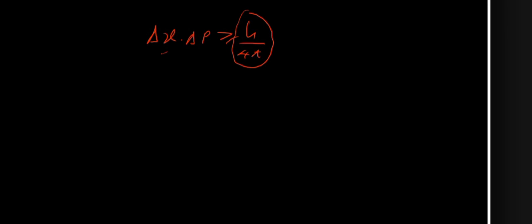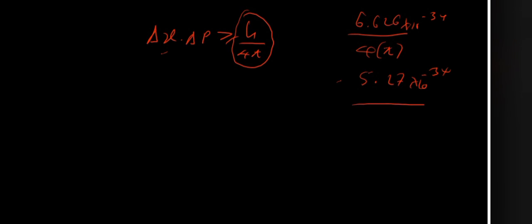Planck's constant is 6.626 times 10 to the power negative 34. We are dividing that by 4 pi. So what we are getting is 5.27 times 10 to the power negative 34. So this is a constant. So we always want these two values to give us something that is greater than or equal to this one.